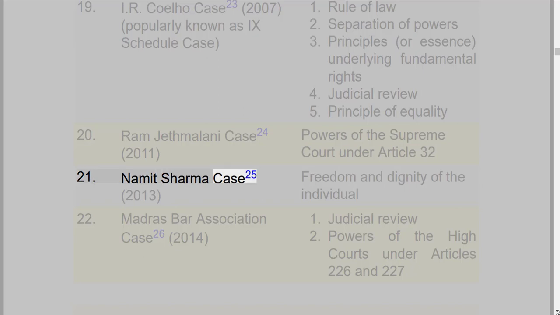21. Namit Sharma Case, 2013, freedom and dignity of the individual. 22. Madras Bar Association Case, 2014: 1. Judicial review. 2. Powers of the High Courts under Articles 226 and 227.